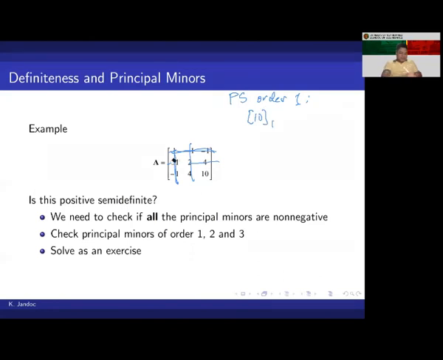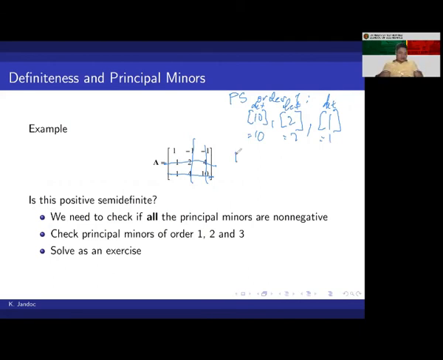Okay, and then when we delete row 1 and row 3, and column 1 and column 3, we're left with the matrix 2. Okay, and then finally, when we delete row 2 and row 3 and column 2 and column 3, we're left with the matrix 1. Now the determinants of these matrices are 10, 2, and 1. Okay, they're all positive so far.